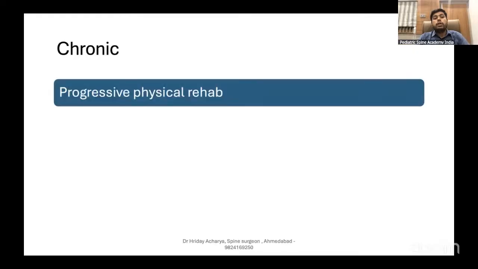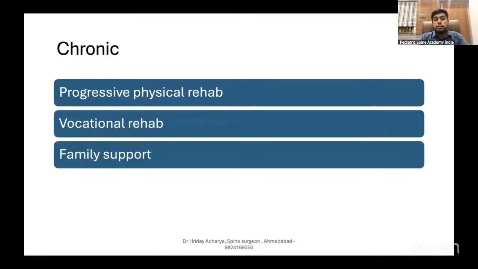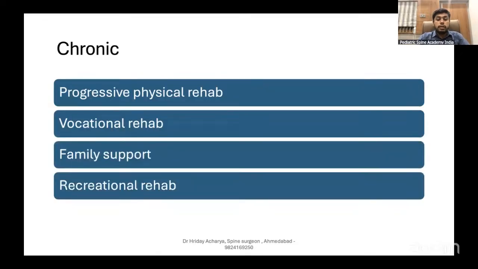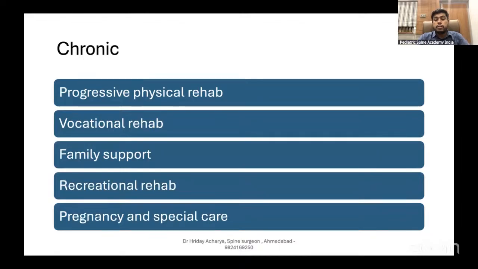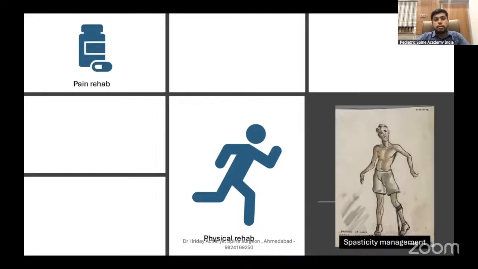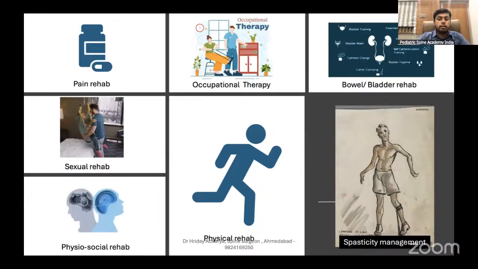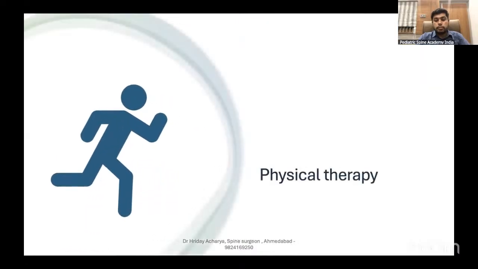The last is the chronic phase, which goes on for life. That is progressive rehabilitation, vocational rehabilitation, family support, recreational rehab, pregnancy, and special care for females with deficits. So we will discuss all of these parts: physical rehabilitation, pain, bowel and bladder, spasticity, sexual rehab, psychosocial rehab, and occupational therapy. So let's start with physical therapy.